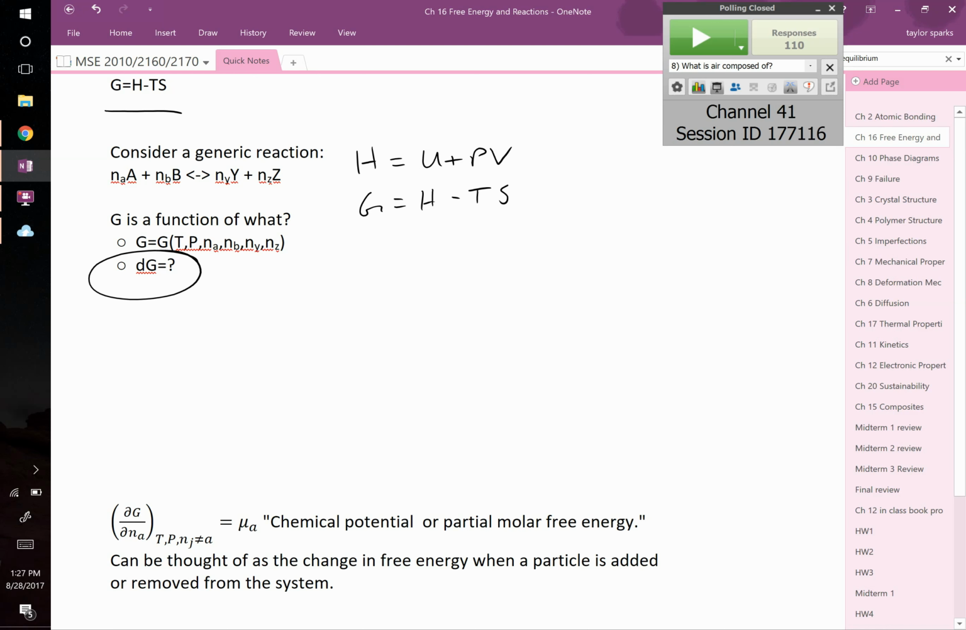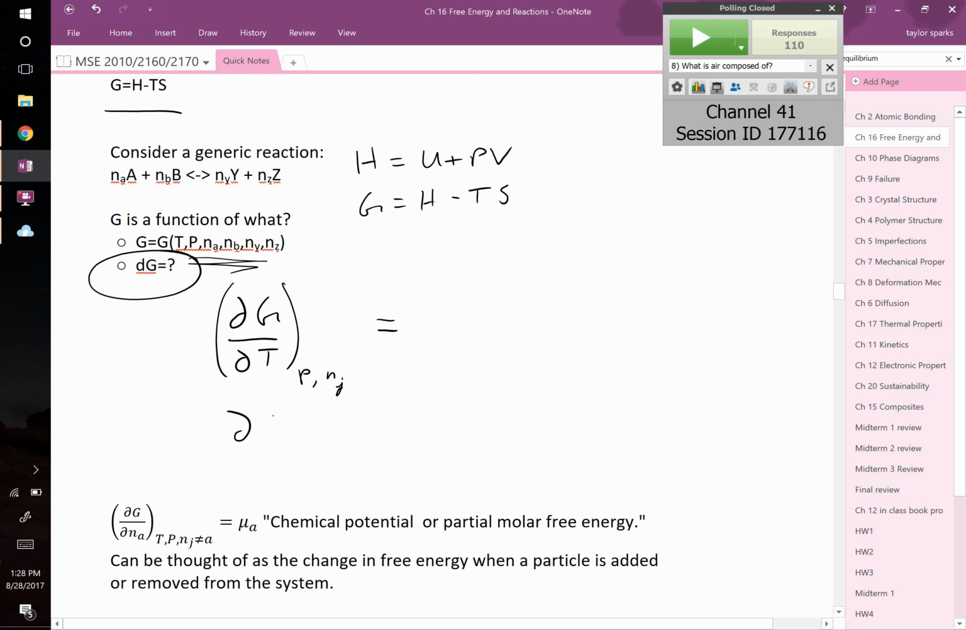So it's dG that we really want to know about, because G is going to depend on lots and lots of variables: temperature, pressure, the number of moles of all these different species. And so dG is what we really care about. The first thing is, let's figure out what dG/dT is. If you take the partial derivative of Gibbs free energy with respect to temperature, and you hold everything else constant, P and N for all species, meaning the number of moles of A, B, Y, and Z are all staying the same, pressure's not changing, the only thing that's changing is temperature. What should that be equal to?